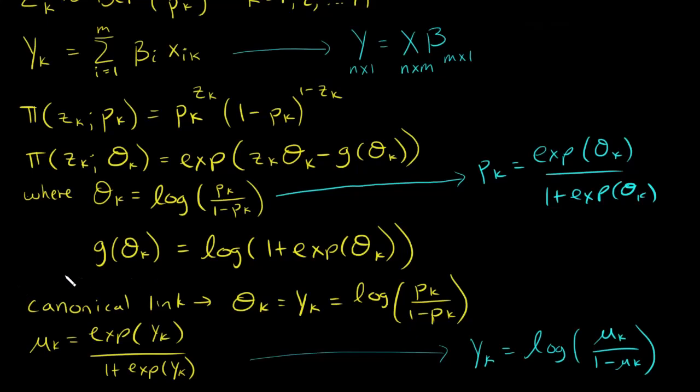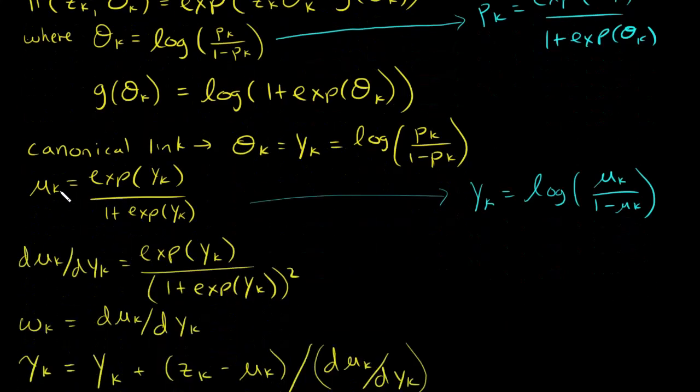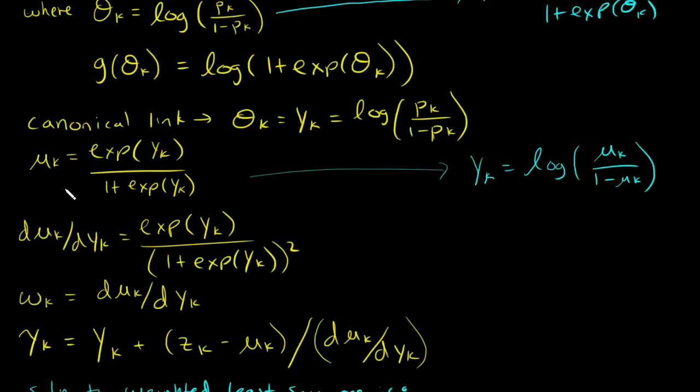Now, when we started talking about the Step 2 video, we decided to use the canonical link, which is theta equals y. And then we found what mu is. And then you could solve for y, and you would find that these two equations are the same. I just solved for y, and we'll need this, how to go from mu to y and y to mu in our R code. So that's why it's important to understand these are the same equations. And then we also solve for d mu dy.